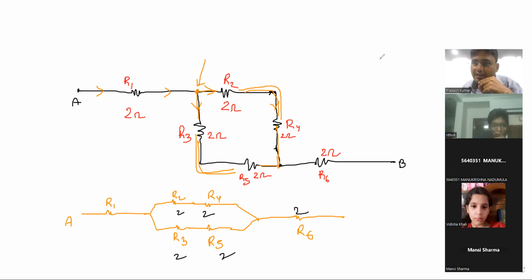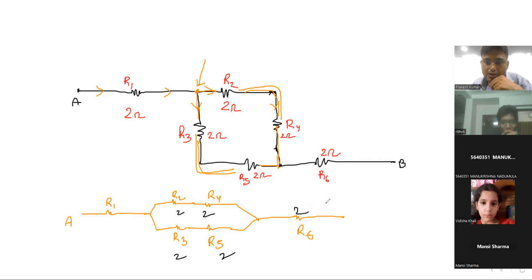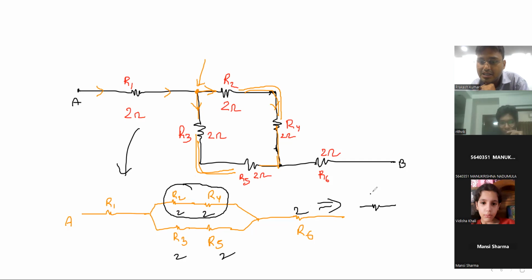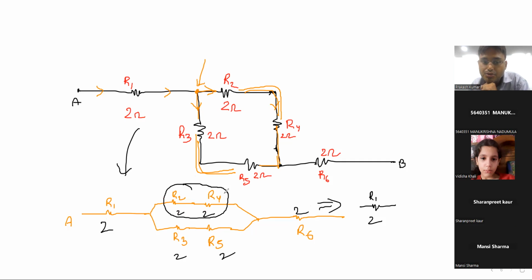Fine. Now again, what I'm trying to do is redraw this diagram. I have converted it into this one. See, R2 and R4 are in series. So what we do in series, we simply add the resistance. Here R1 is 2 ohm. R2 and R4, let the combined name be R24. The net will be 2 plus 2, which is 4 ohm. Right? Good.